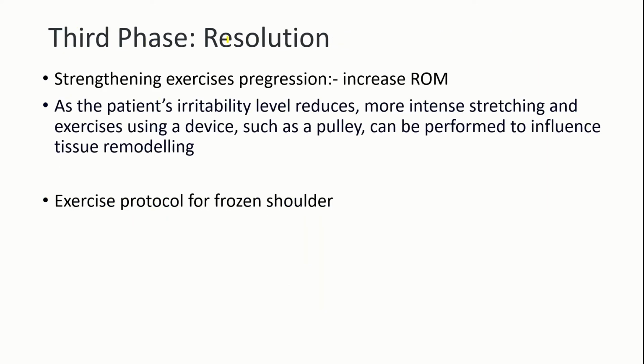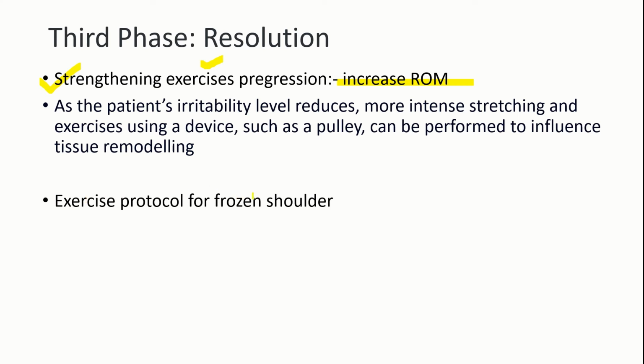Then the third phase is the resolution one, in which the strengthening exercises are implemented. In strengthening, we can go for PRE, progressive resistive exercises, in which we can strengthen the muscles of the shoulder girdle with the help of therabands, weight cuffs and everything. And these exercises will increase the range of motion eventually. As the patient's irritability level reduces, more intense stretching and exercises using a device such as a pulley can be performed to influence tissue remodeling.